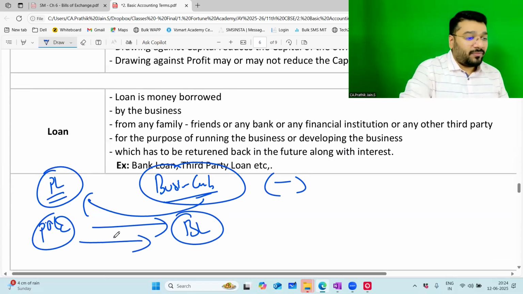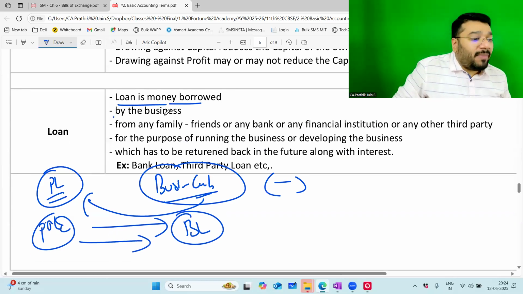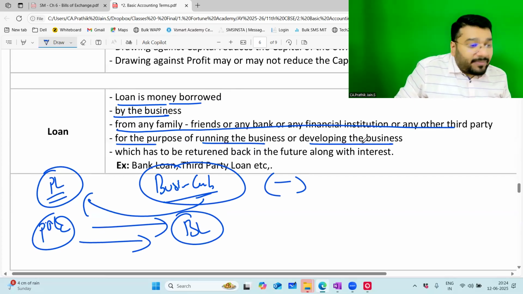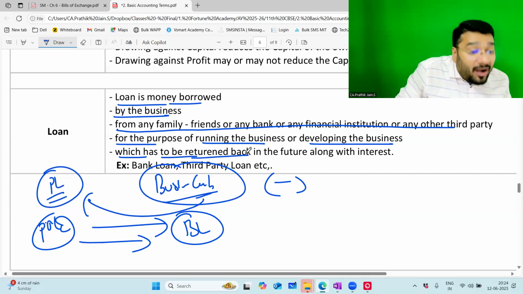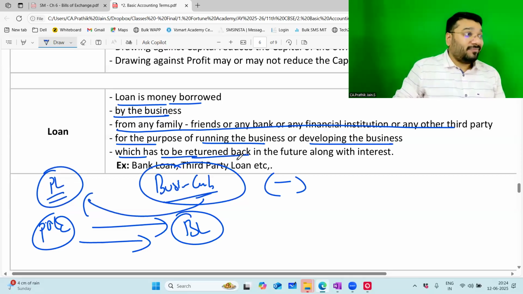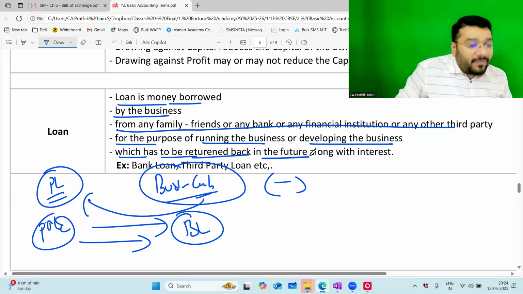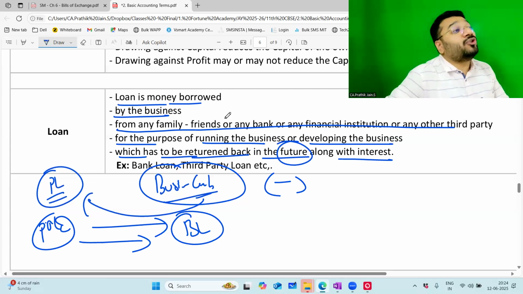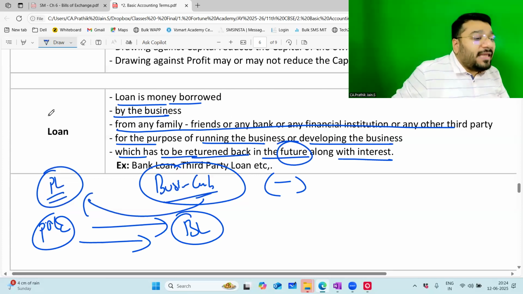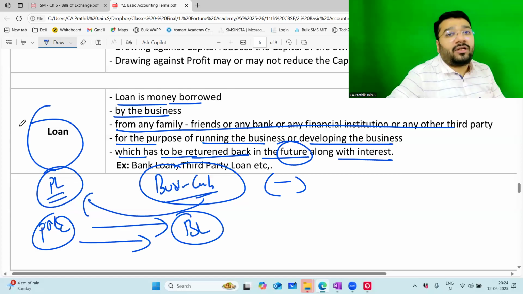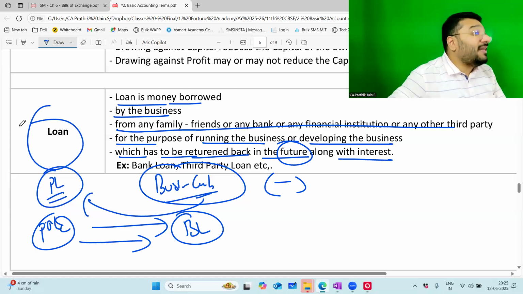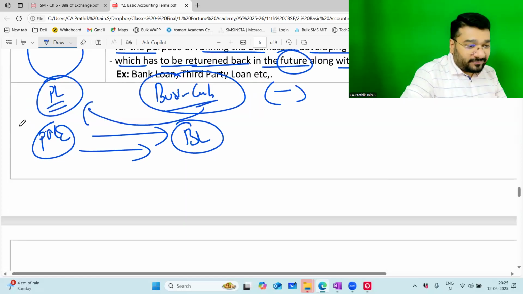Okay. Now, loan is money borrowed by the business from any of these people for the purpose of running business or developing business, which has to be returned back. We can't keep it forever. Any money that we have to return back is loan, along with interest, in future. So anything that we have to pay in future is liability. So if any business loan you come across in the question, where will you classify that? Liability side of balance sheet. Any difficulty?